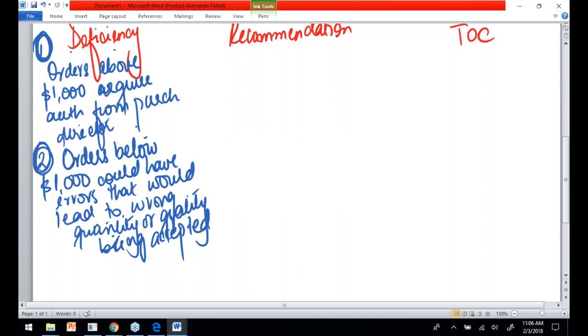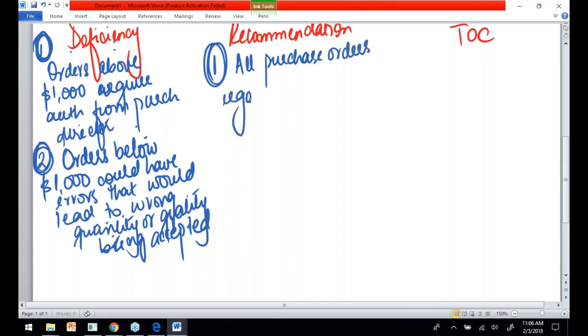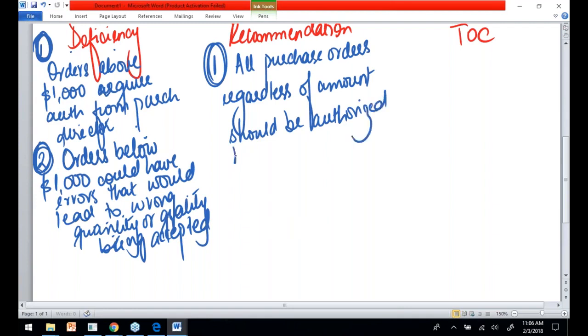Once you've done this, you write down the recommendation in one line, and that would be: all purchase orders regardless of amount should be authorized by purchase director.